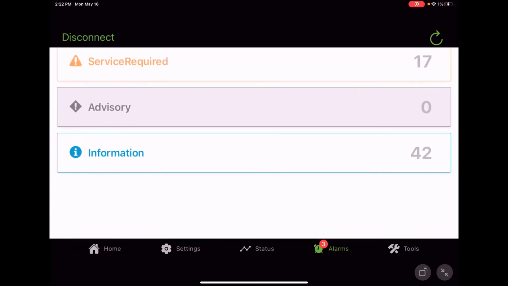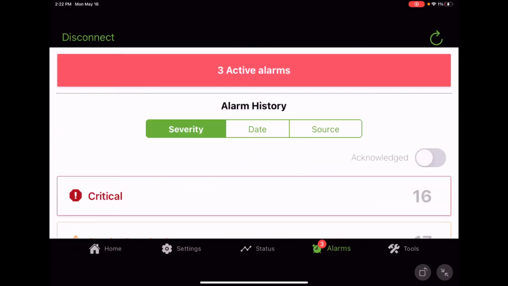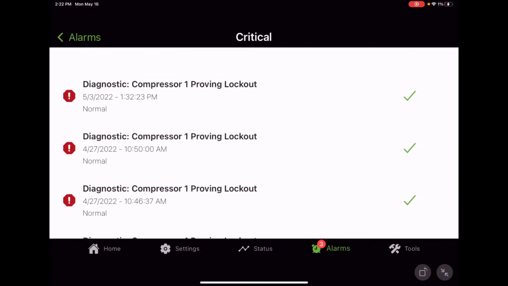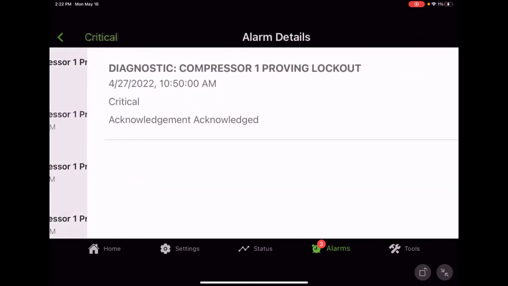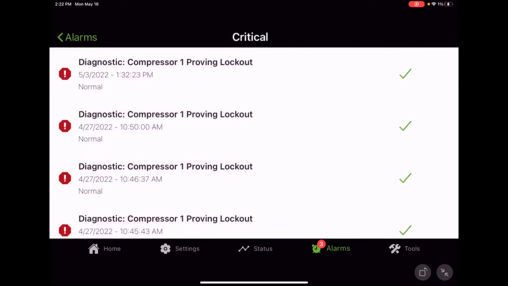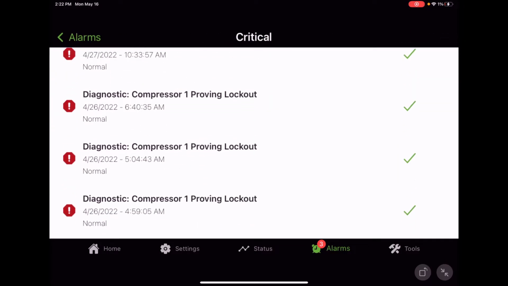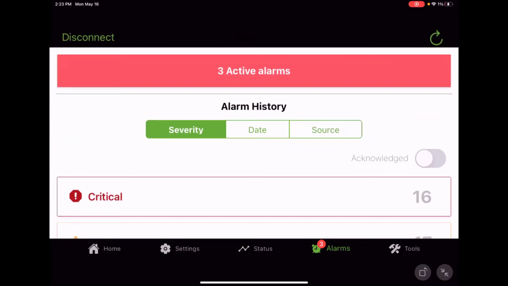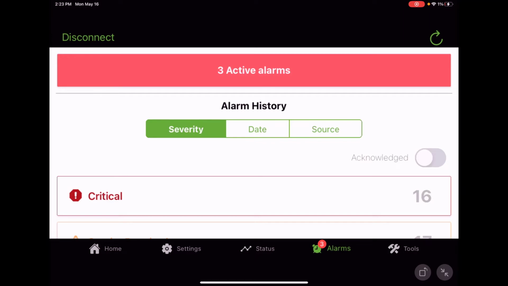So if I want to reset anything, let's see. I can filter severity, data, source. I can toggle here, acknowledged or not. I can go in here. Well, the green check mark means it's already acknowledged. I can touch on it. It tells me it was acknowledged. So we see that information, but we go back to alarms. What's this little, well, that just refreshes, that little arrow.